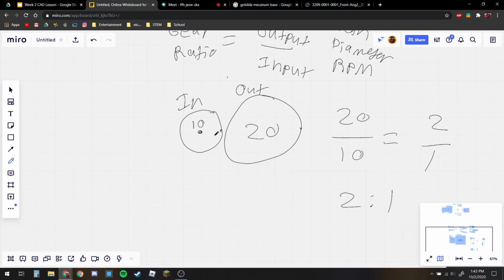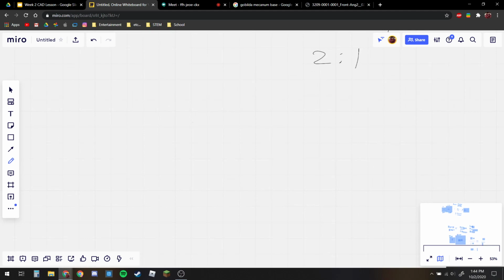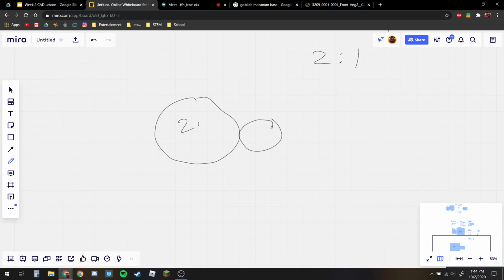I could also switch it. If I switch the roles here, I have my input as a bigger gear and my output as a smaller gear. Still 20 and 10. This is my input and this is my output, so pretend the motor is attached to this one. Because there are more teeth, this one is going to lock onto those teeth, but because this one has fewer teeth and a smaller diameter, it will rotate faster. It takes less to rotate it, essentially.